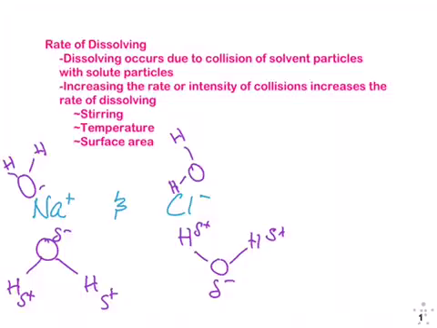Increasing the rate or the intensity of the collisions between the solvents and the solutes will increase the rate of dissolving. There are 3 ways to increase the rate of these collisions. We can stir or shake the solution, we can increase the temperature, or we can increase the surface area. All 3 of these things influence the rate at which something dissolves.